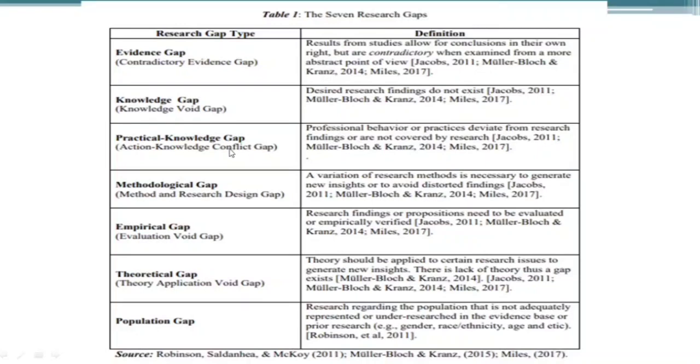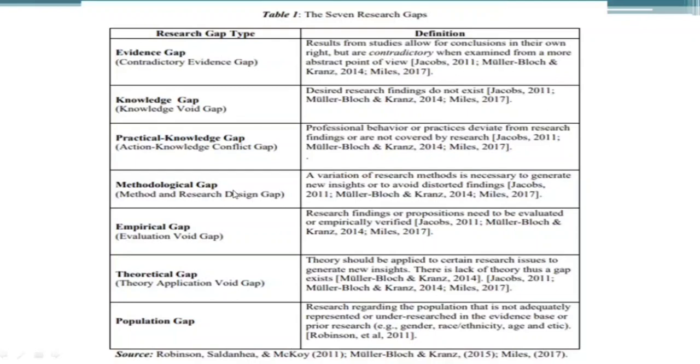And the next is practical knowledge gap. Practical knowledge gap arises when the actual behavior is very different from the findings of the previous research. So in this case, when a practical knowledge gap exists, there is a need to uncover the reasons for its existence. And the next is methodological gap. Methodological gap deals with the differences that occur due to the influences of certain methodology on a research result.